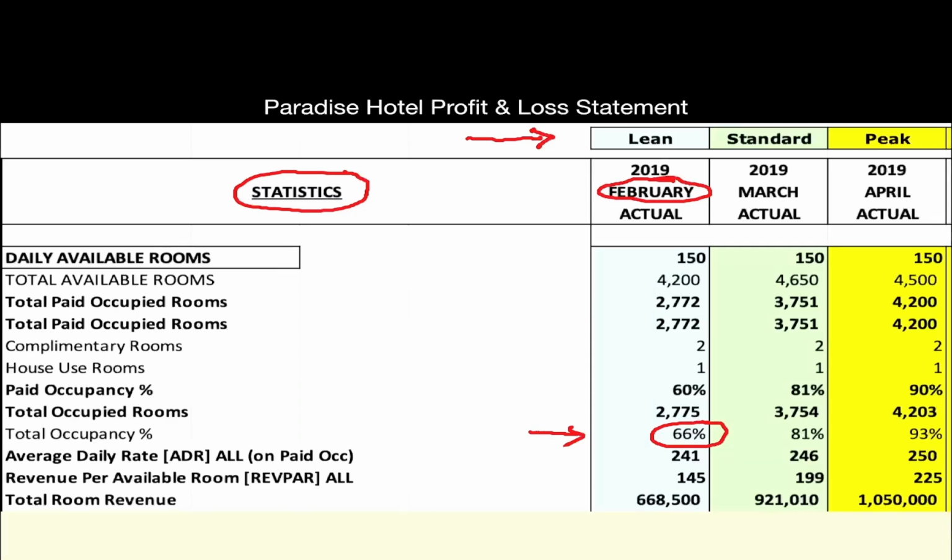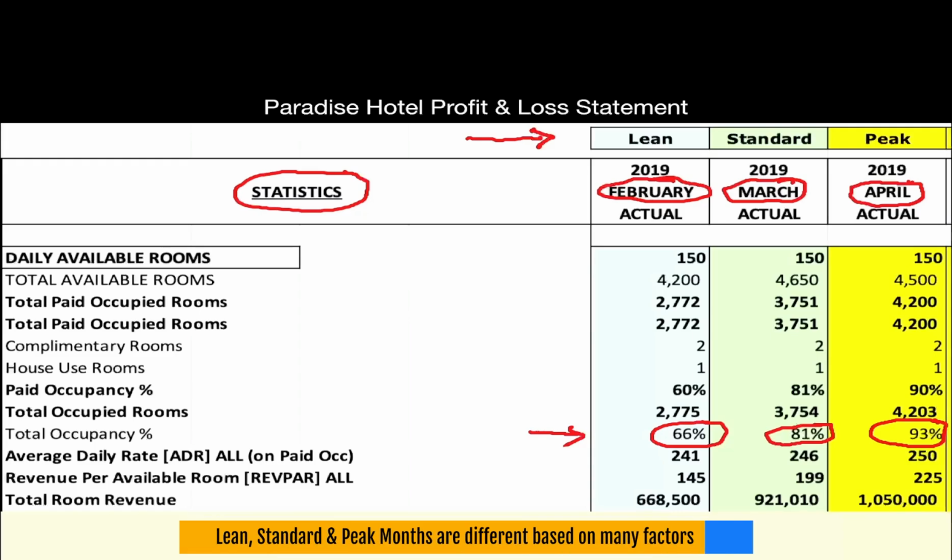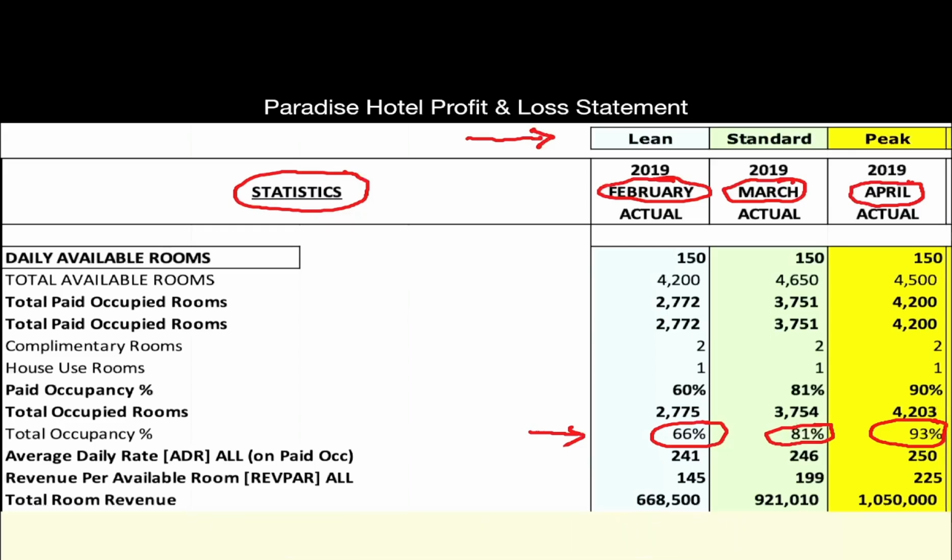A standard month, on the other hand, which is March, is showing an occupancy of 81% for Paradise Hotel. So you can see the difference between the lean month and the standard month. The peak month, which is the month of April, has the highest occupancy for Paradise Hotel at 93%. So you can understand how the operation of a hotel is seasonal in the sense that occupancies vary from month to month, and a lot of times they vary significantly. As you can see, the standard month is about 15% more than the lean month, while the peak month is 12% more than the standard month.